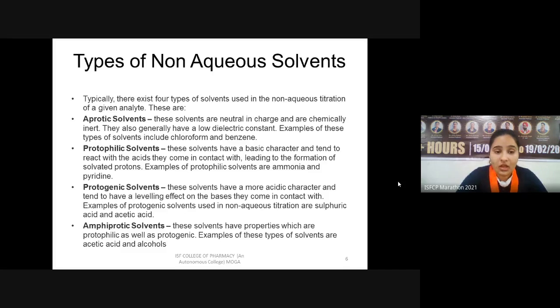Now, examples of protophilic solvents are ammonia. Ammonia acts as a protophilic solvent because of the presence of a lone pair. The lone pair is going to attract the proton towards itself. Hence, it is known as a protophilic solvent. Second is pyridine. In pyridine also we have a lone pair of electrons. The lone pair of electrons is easily available for protonation, and hence it acts as a protophilic solvent. The third solvent is protogenic solvents.